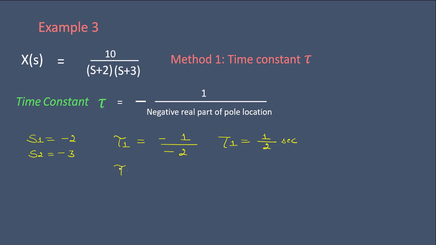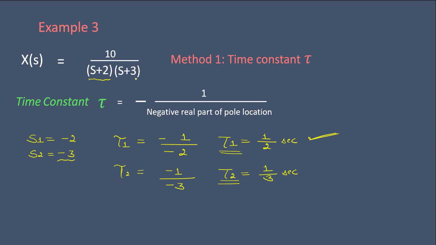Similarly, the second time constant tau 2 is equal to minus 1 upon negative real part of pole location. It is minus 3. So I can write minus 3. So the tau 2 value will be 1 upon 3 seconds. Now we have got two time constants, tau 1 and tau 2. Now if you have been asked to find only one time constant, then the correct answer is 1 by 2 seconds. Now why is this 1 by 2 second correct and why is 1 by 3 second not correct? This concept is called dominant pole. So your s plus 2 is a dominant pole as compared to s plus 3.